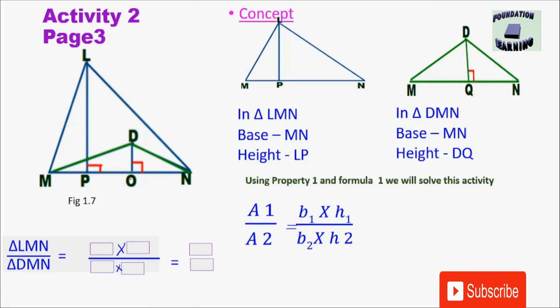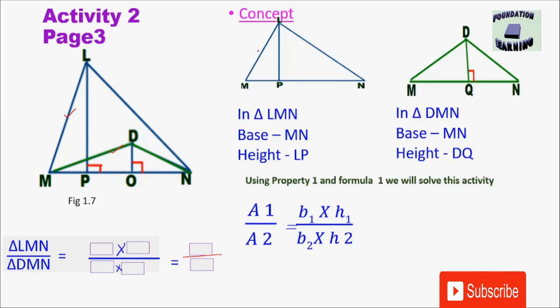Here a triangle is given, that is LMN and DMN. LMN is here, the bigger one, and DMN is a smaller one. We have to find, there are 4 blanks. This is dash into dash upon dash into dash is equal to dash upon dash. Now let's try to find out. This is finding the ratio. So we'll take the diagram separately.